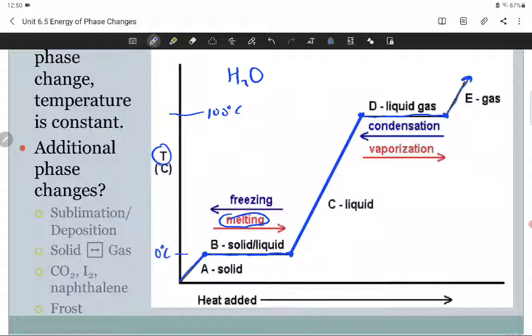If we were at different environmental conditions, then it might have an impact on those temperatures that it boils or melts or whatever other phase changes you want to talk about. There are some other phase changes that I can't show on this graph, and that would be sublimation and deposition, solids directly to gases, or gases directly to solids. Okay?